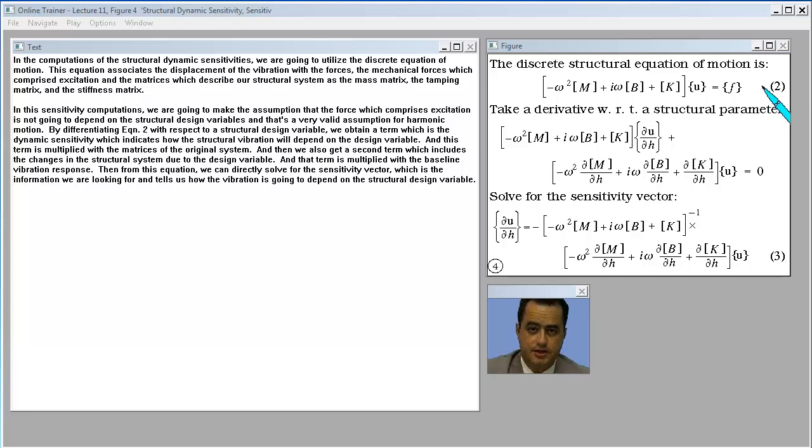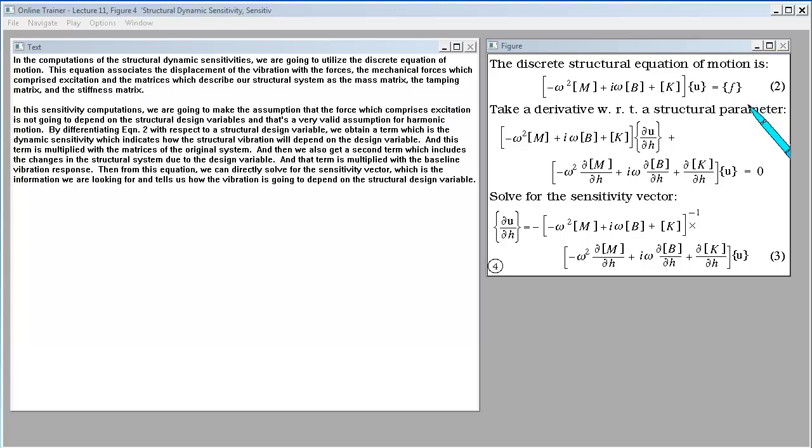In the computations of the structural dynamic sensitivities, we are going to utilize the discrete equation of motion. This equation associates the displacement of the vibration with the forces, the mechanical forces which comprise the excitation, and the matrices which describe our structural system as the mass matrix, the damping matrix, and the stiffness matrix. In these sensitivity computations, we are going to make the assumption that the force which comprises the excitation is not going to depend on the structural design variables, and that's a very valid assumption for harmonic motion.